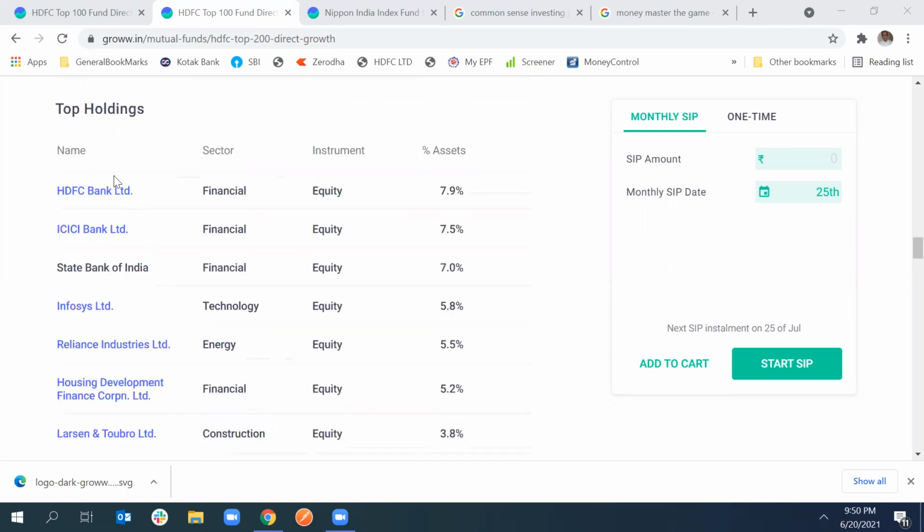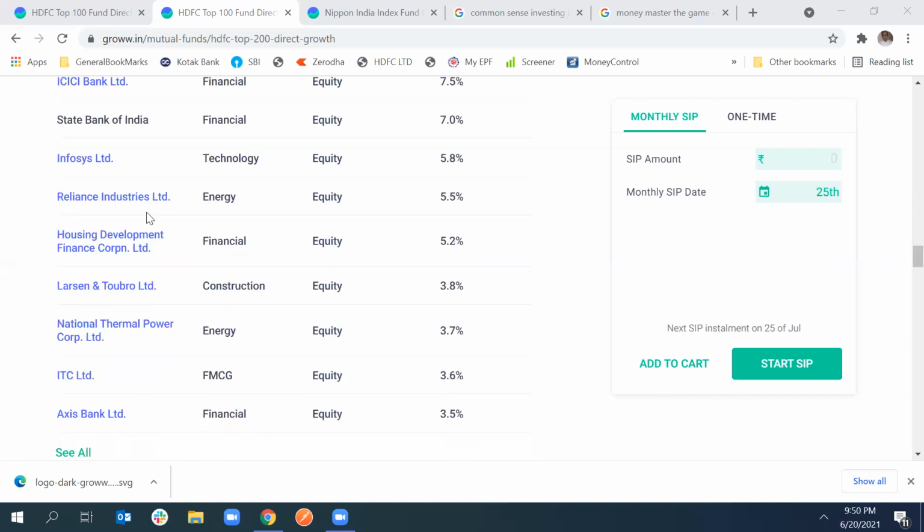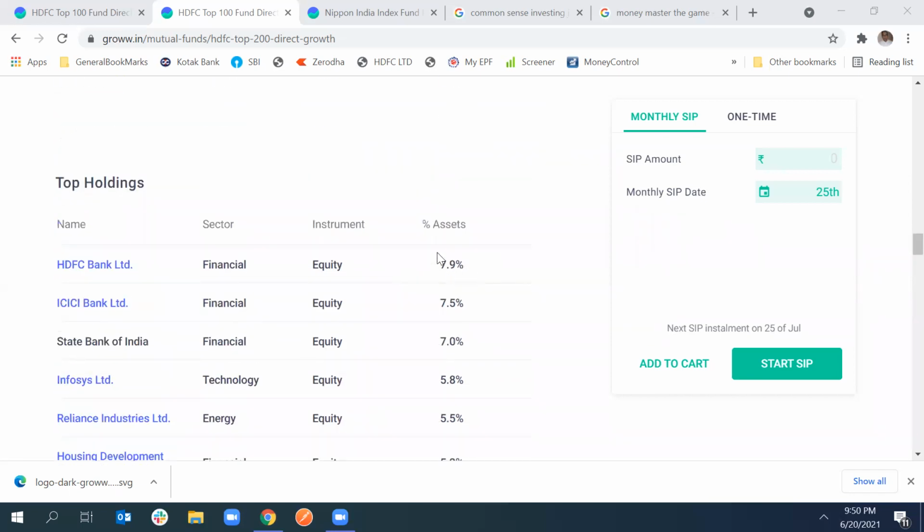You may be able to see here the top holdings of this particular fund. It should ideally hold 100 stocks based on its theme, or as the name of the mutual fund suggests. It has HDFC Bank, one of the leading Indian private banks, ICICI Bank, State Bank of India, Infosys, Reliance Industries, and you can see here their investment proportion. If 100 is invested, 7.8% of the 100 is invested in HDFC Bank itself.